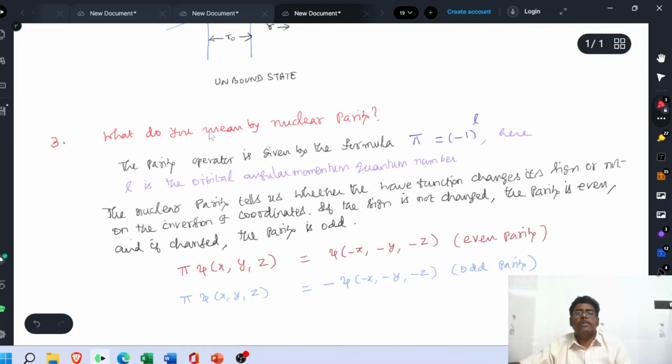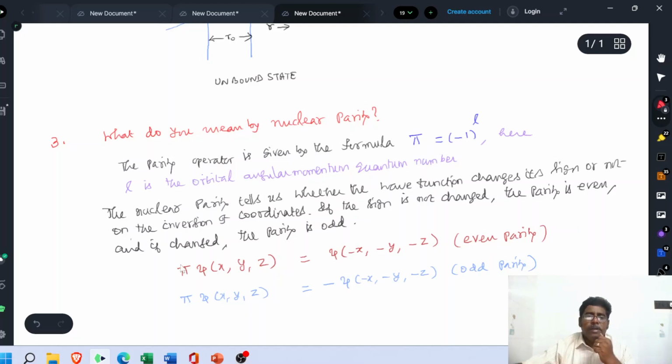And the third question is, what do you mean by nuclear parity? The parity operator is given by the formula pi equal to minus 1 power L. Here L is our orbital angular momentum quantum number. The nuclear parity tells us whether the wave function changes its sign or not on the inversion of coordinates. If the sign is not changed, the parity is even, and if changed, the parity is odd, which means that if psi of x, y, z is equal to psi of minus x, minus y, minus z, the parity is even.